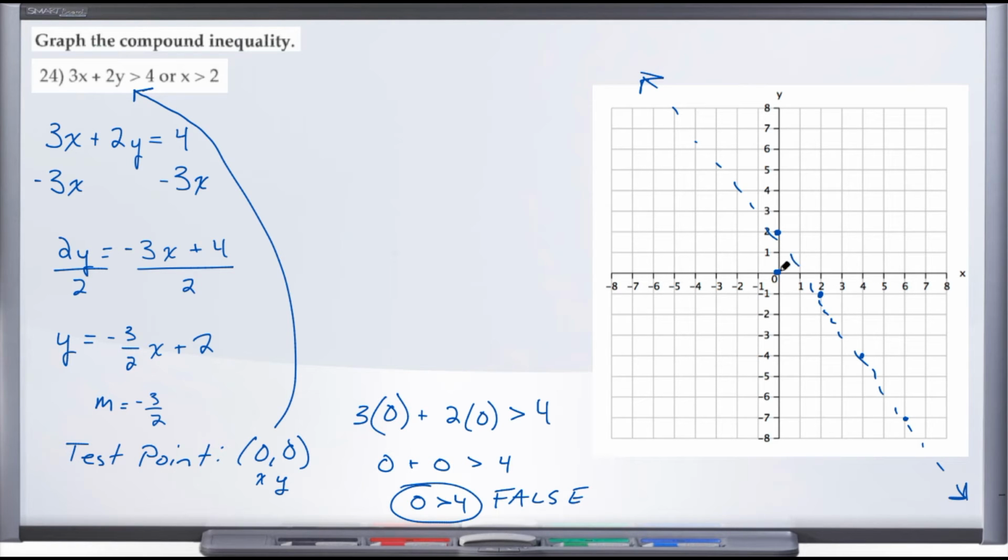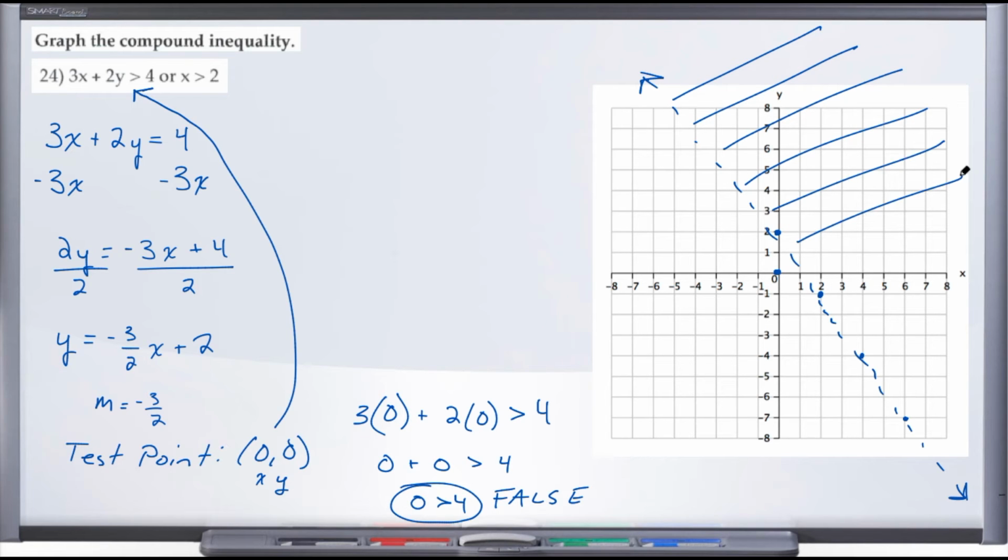Since the point we chose to test was below the line, any point below this line will also give us a false statement, and we only shade on the side of the line where the points are true. If the points below the line are false, that means the points above the line are true. So that's where we shade, above.